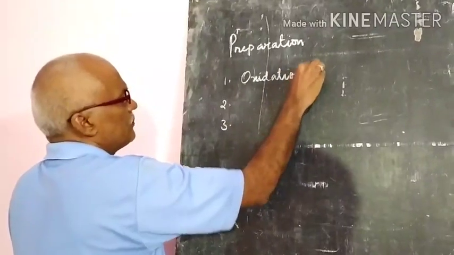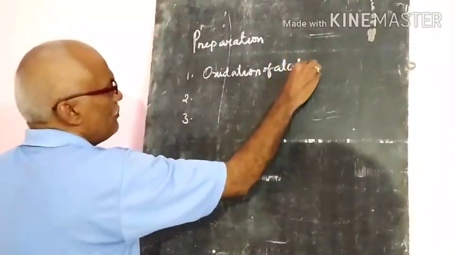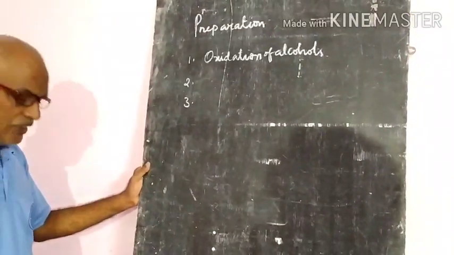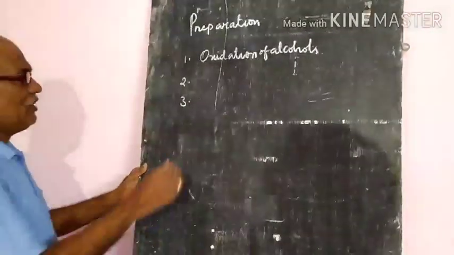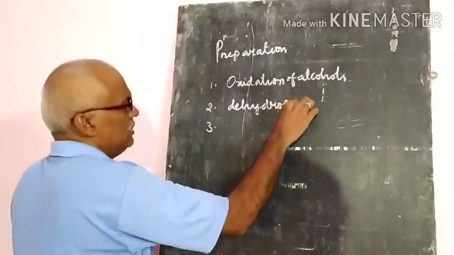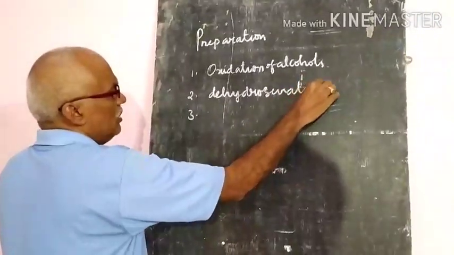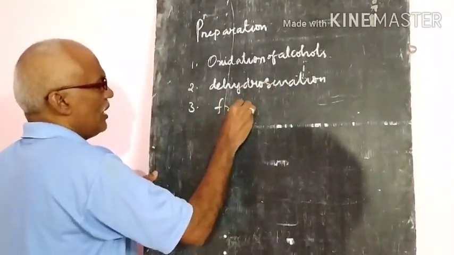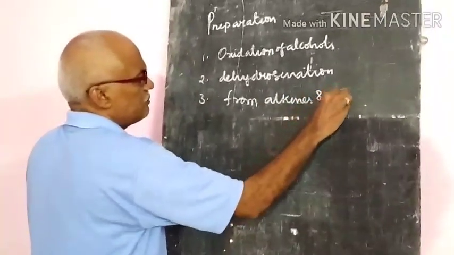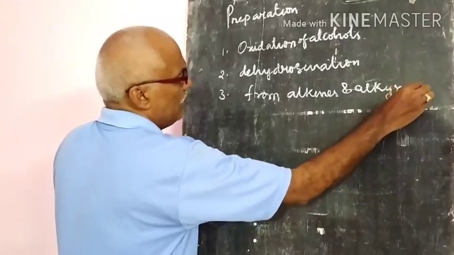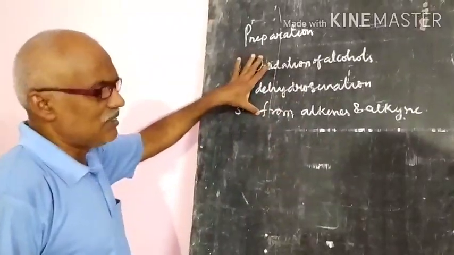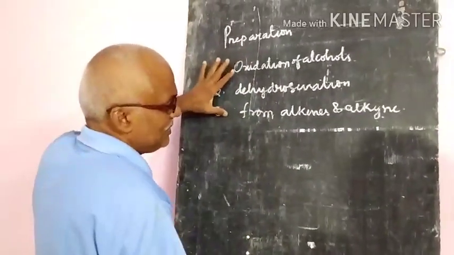Already we know that oxidation of primary alcohol will give the corresponding aldehyde. Secondary alcohols will give ketones. The second one is dehydrogenation of alcohols, that is, removal of hydrogen from alcohol. And the third one is from alkenes and alkynes, that is, from hydrocarbons. So these are the 3 general methods.